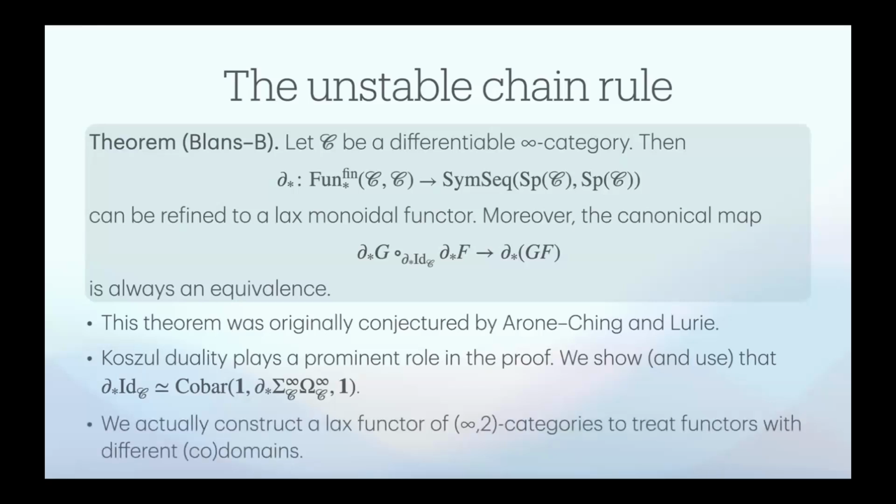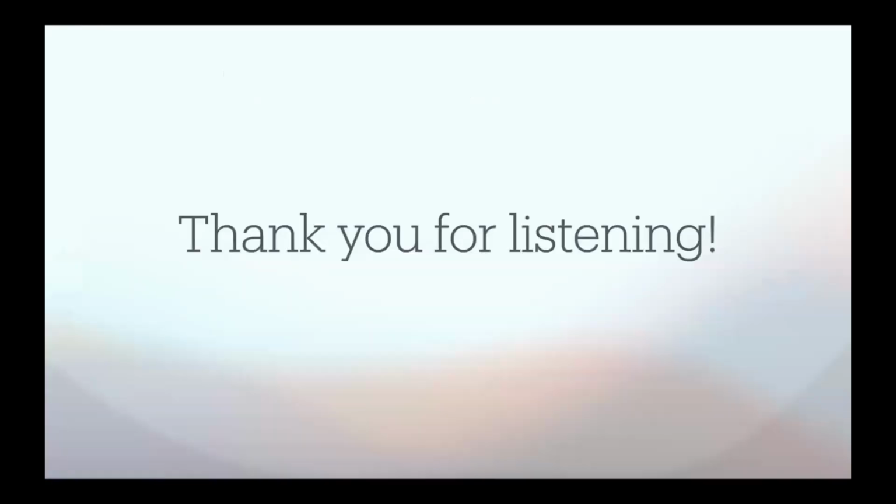Finally, I would like to mention, so far I've only talked about functors from the category to itself, but in general, you want to study functors between different categories. So in order to actually do this and make this precise, we work with infinity 2-categories, because then one can package all these functor categories for different C's and D's into one big object, and we show statements at that level. Well, that's what I wanted to say about this. So thank you for listening.